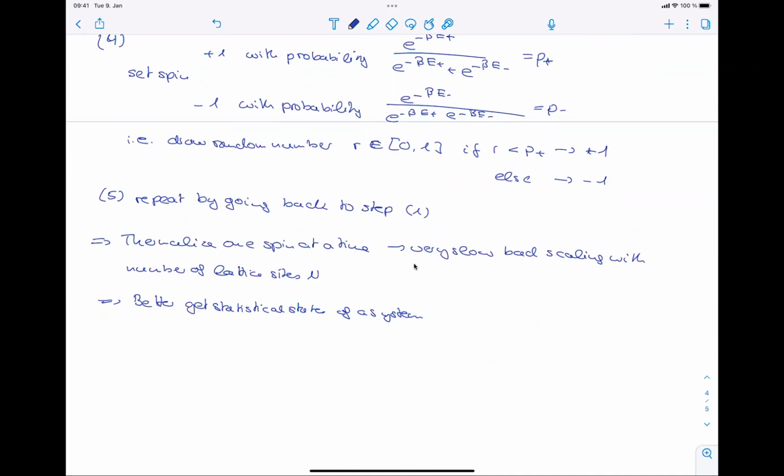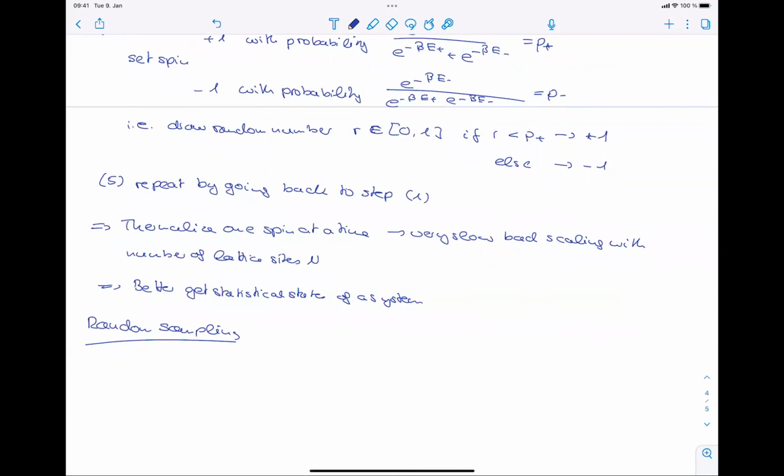So what I'm heading for now is, okay, we have to be better at sampling the important states, or the mostly contributing states, of our statistical system. And so we're heading for importance sampling. But just as a comparison, the idea that we explored with the heat bath example was to have random sampling.